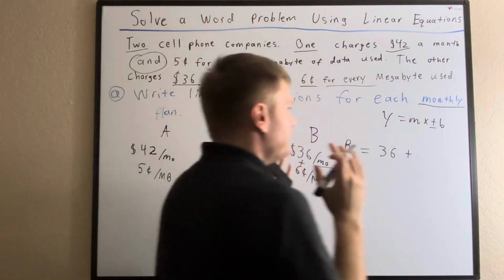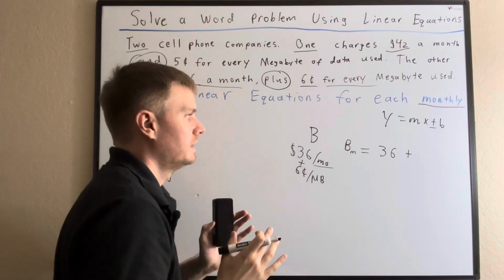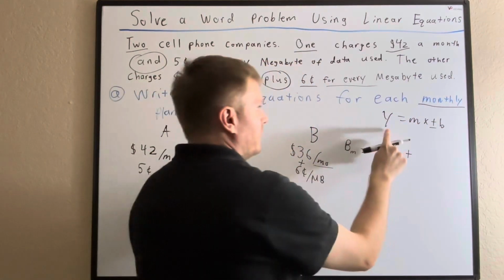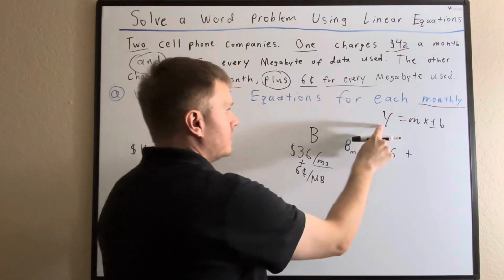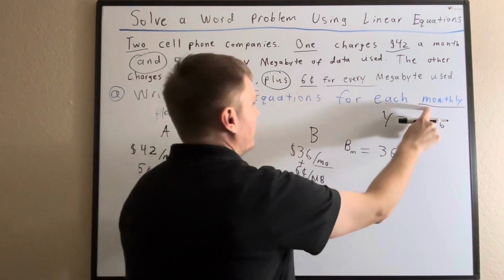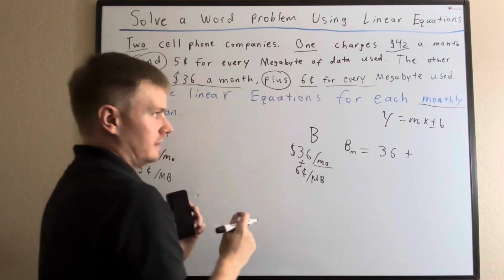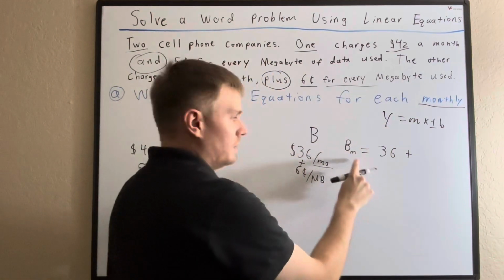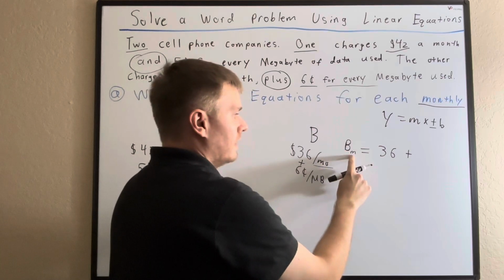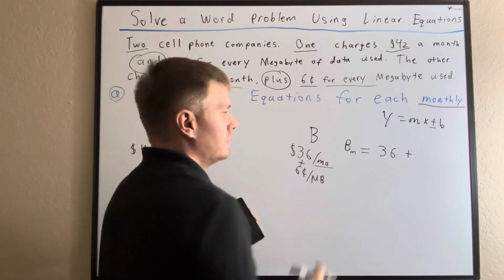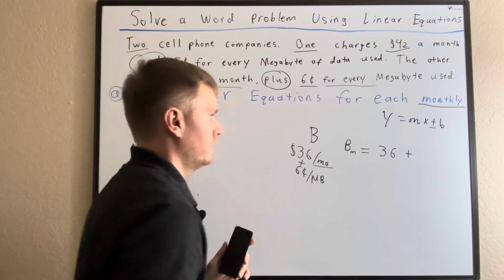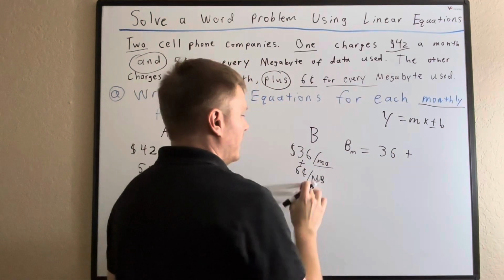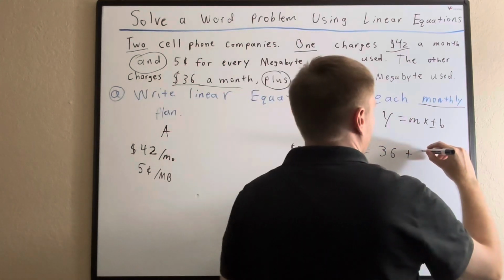Now, we got to figure out what our variable is. We've already figured out what y is. Y is what we're trying to find, the monthly cost. B sub m, yeah. I put B sub m because it's company B and it's the monthly bill that they're going to charge. So they're charging $36 plus 6 cents.